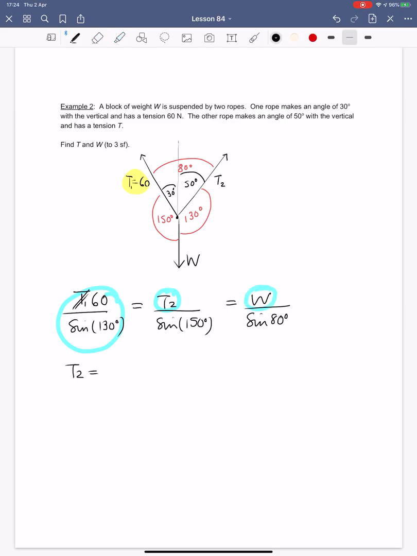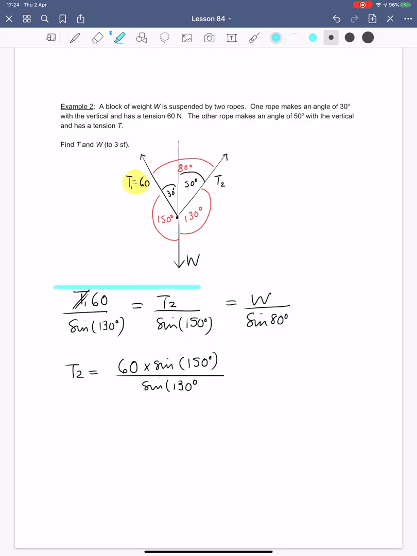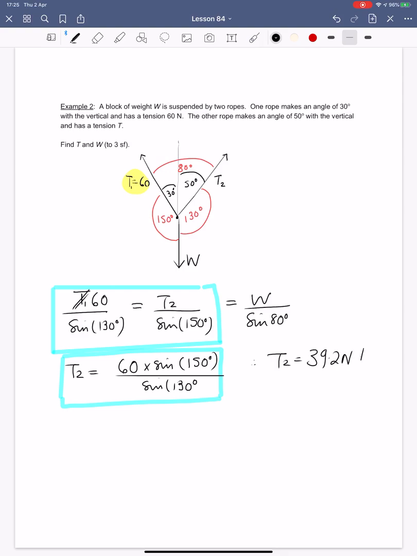Right, so T1 is 60, and look for T2. I'm going to look at these two equations here. So I'm going to multiply both sides by sine 150. So it's going to be 60 times sine 150 degrees divided by sine 130 degrees. I feel like I need to change my colour scheme a little bit here. I can have one of them blue, so this is the first one. The blue one gives rise to this. So therefore T2 is 39.2 newtons, to 3 significant figures.